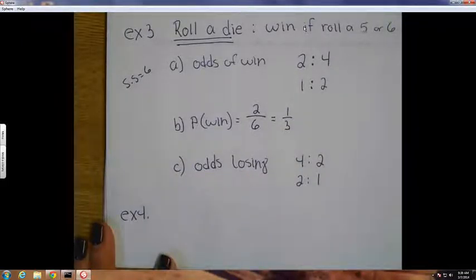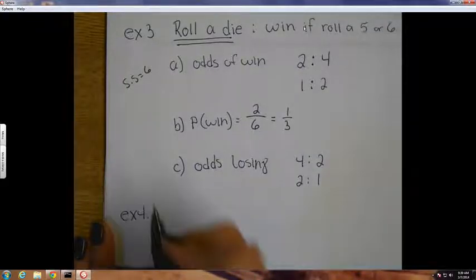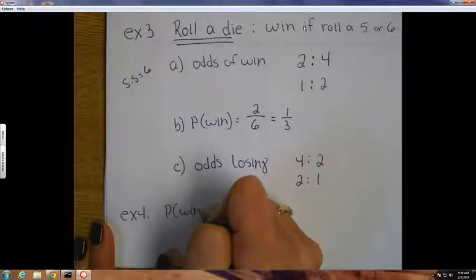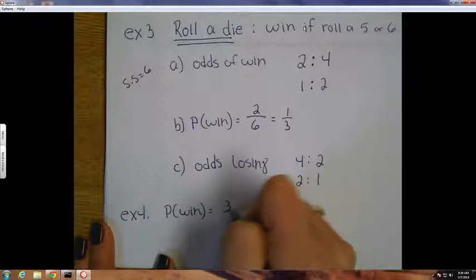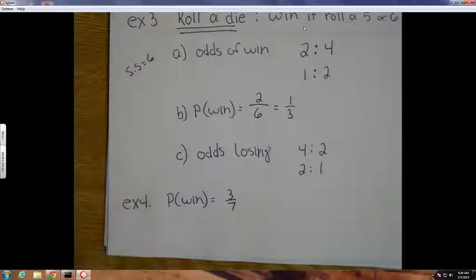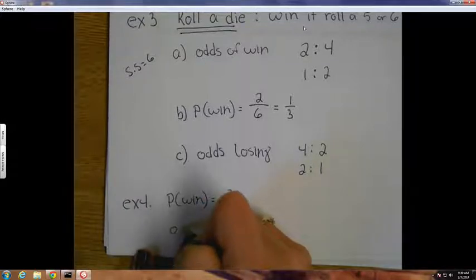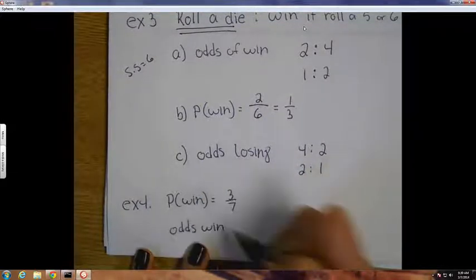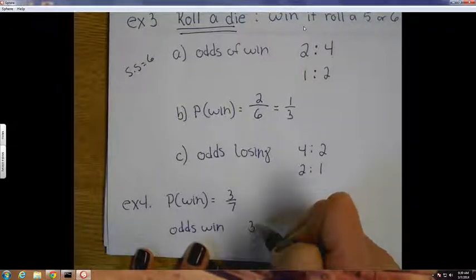Okay, we're just about done. This is a brand new game. Yep, this is like one sentence here in this one. That's why I stuck it down here. If I tell you the probability of winning my game is 3/7, can you tell me what the odds of winning that game would be? What would be the odds of winning this game? 3 to 4.